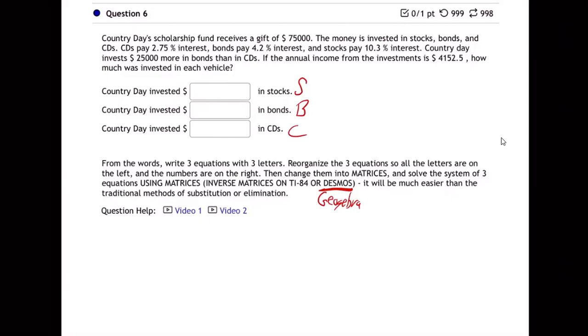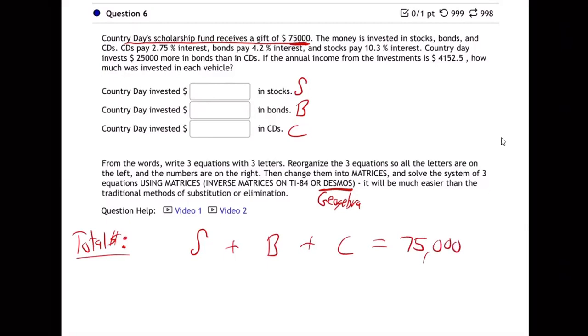So Country Day Scholarship receives a gift of 75,000. That's the first equation. With three letters, we need three equations, right? So the total dollars, that's the first equation. S plus B plus C equals $75,000, right? They received a gift and they're going to invest the whole thing. So whatever they invested in stocks, bonds, and CDs has to add up to be the whole thing.